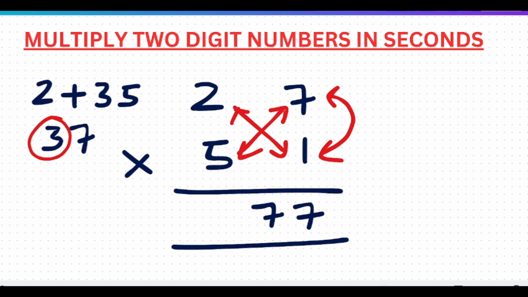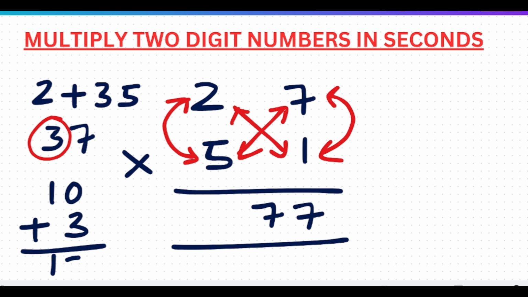Now next, we're going to multiply 2 by 5 here. What is 2 times 5? That is 10, right? Now you add 10 to the number we left earlier, which is 3. So 10 plus 3 gives you 13. So now we write the answer here. So the answer is 1377. When you multiply 27 by 51, the answer is 1377.